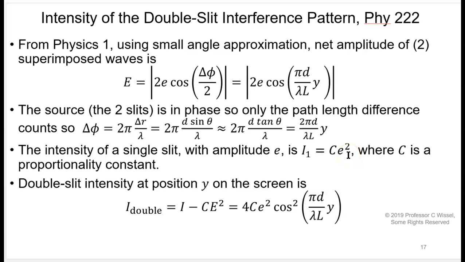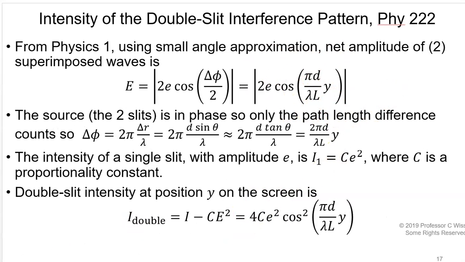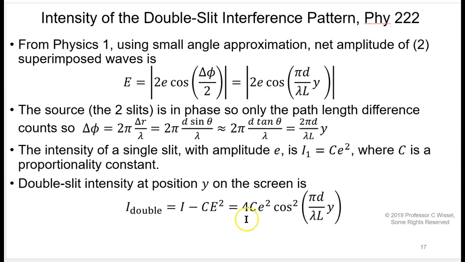Now, the intensity of a single slit with amplitude little e is just I1 equals C E squared. Just remember that intensity is proportional to the amplitude squared, and C is the proportionality constant. So the double slit intensity at position y on the screen is I double, you just square this and multiply by C: 4C times little e squared times cosine squared of pi d over lambda L times y.